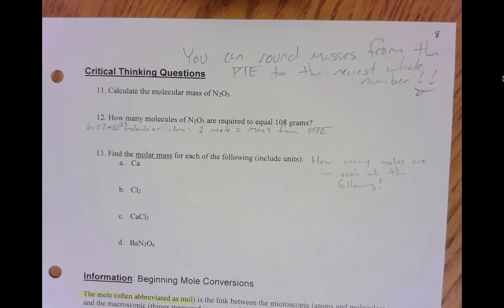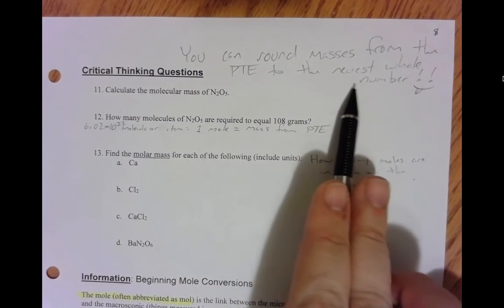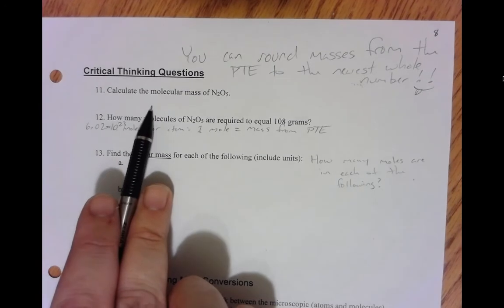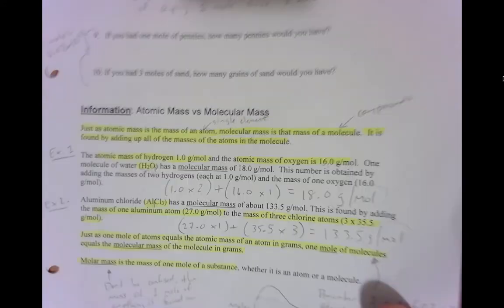So we can do a couple problems. You can round your masses. Don't forget, round your masses on the periodic table to the nearest whole number. It will make your math easier. I don't think I need to show people how to calculate the molecular mass. I already showed 2 examples over here, so use that work to help you.